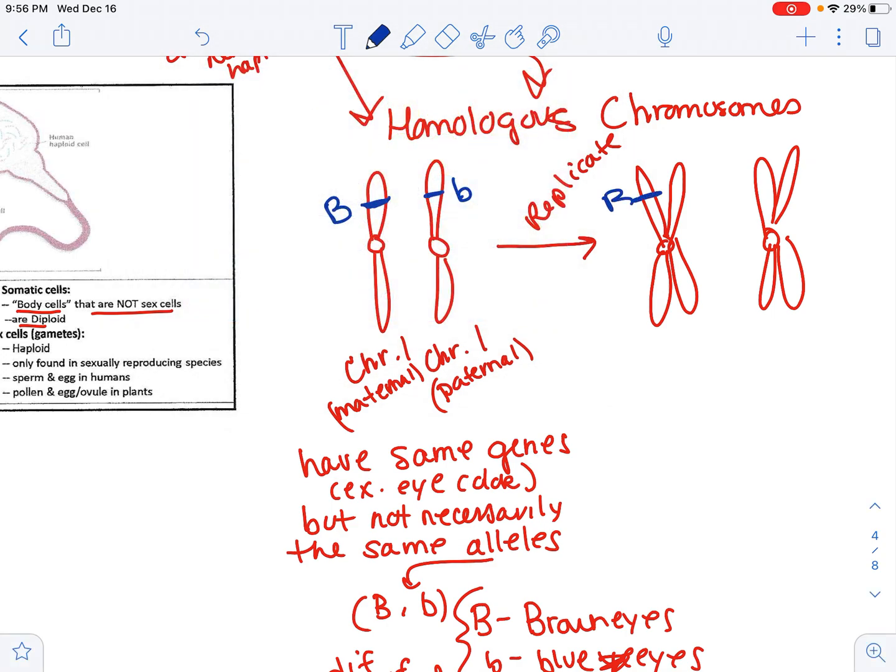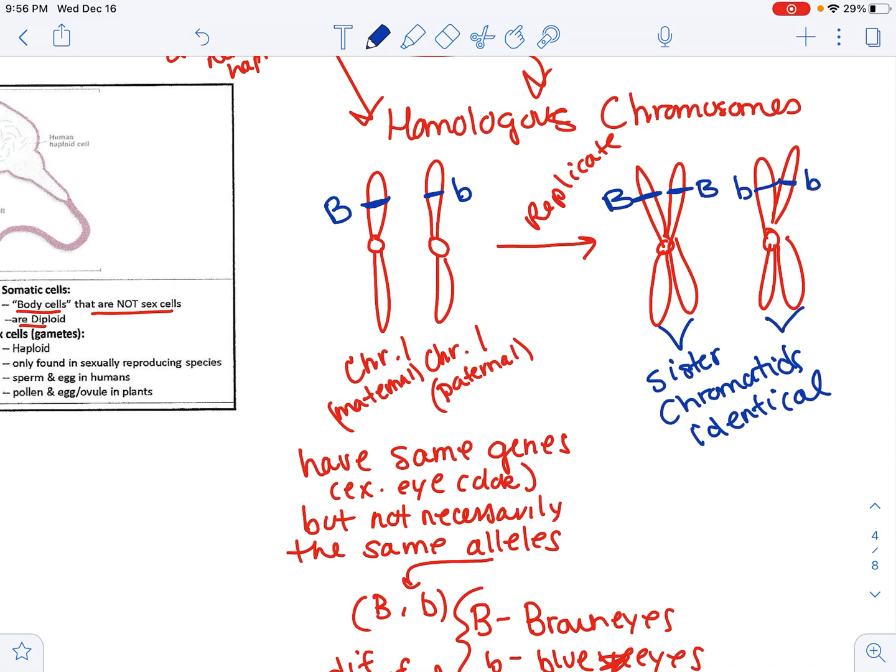And so if your mom's original chromosome had a big B brown eye gene, then that means this has a brown eye gene, because these are, remember, what we call sister chromatids, and they're identical, because one was a copy of the other. That's going to happen during S phase. And your dad, if you started out with a little b, a blue-eyed gene here, then when it made a copy of itself, these are also sister chromatids, identical.